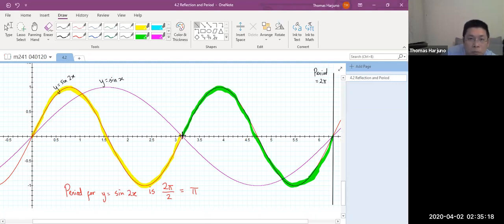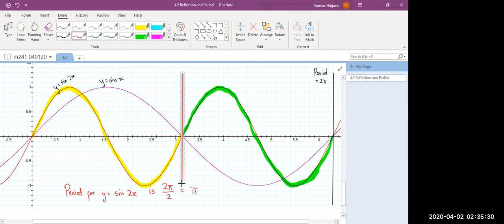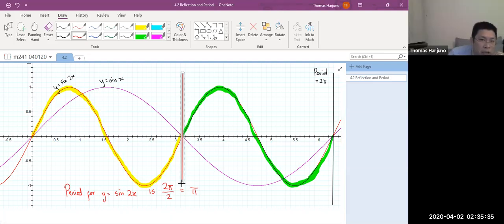Let's take a look here. This is 3.14 something. Do you see that now? Yes. Okay, so when I change the angle, x becomes 2x, then the period is divided by 2. Basically because we play the movie twice as fast. So it finished the cycle, the period, in half the time.